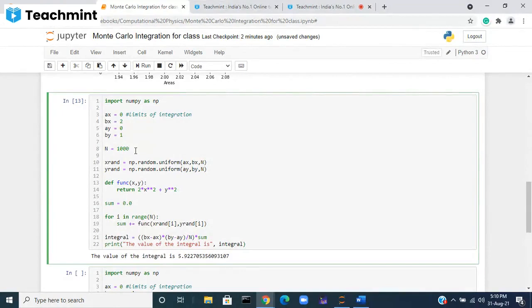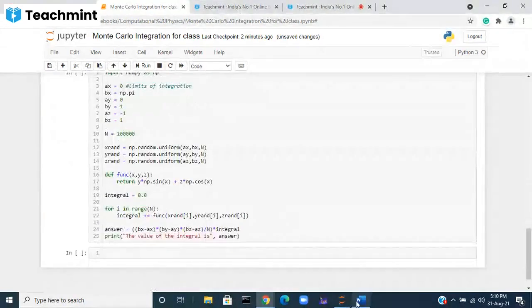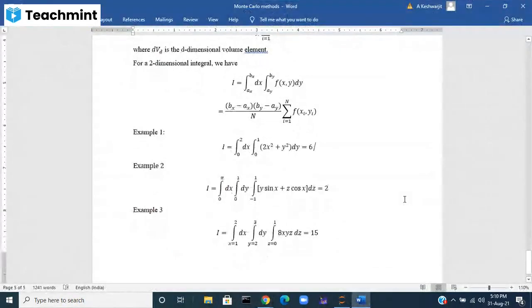If I increase the number of random points, say from 1000 to 1 lakh, I should get a more accurate answer. Let me run it again. I get a value which is very close to 6. So if you increase the number of random points, the accuracy increases. This is for the 2-dimensional case.